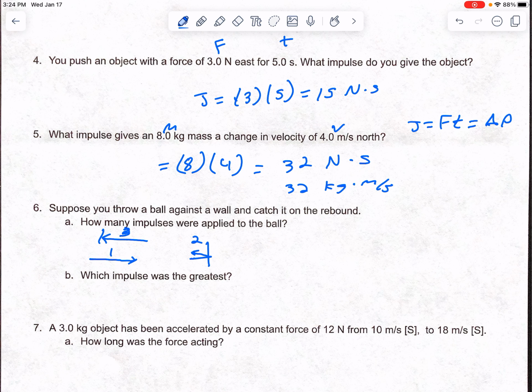So 1 is when you throw it, when you start the movement. 2 is when it hits the wall and bounces back, you change its momentum. And then 3 is when you catch it. You're stopping it, therefore changing its momentum. Now, which impulse was the greatest? You've got 3 options there: when you throw it, when you catch it, or when it hits the wall. I would say when you have an object moving with a positive velocity and it hits something else and changes its direction to negative, that's going to be a bit more of an impulse than just getting something going. So I'm going to say when it hits the wall, that's the greatest impulse.